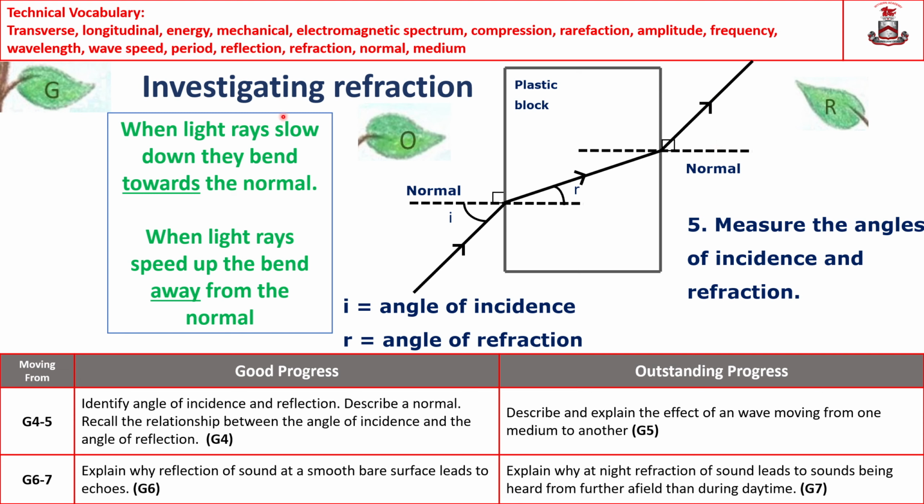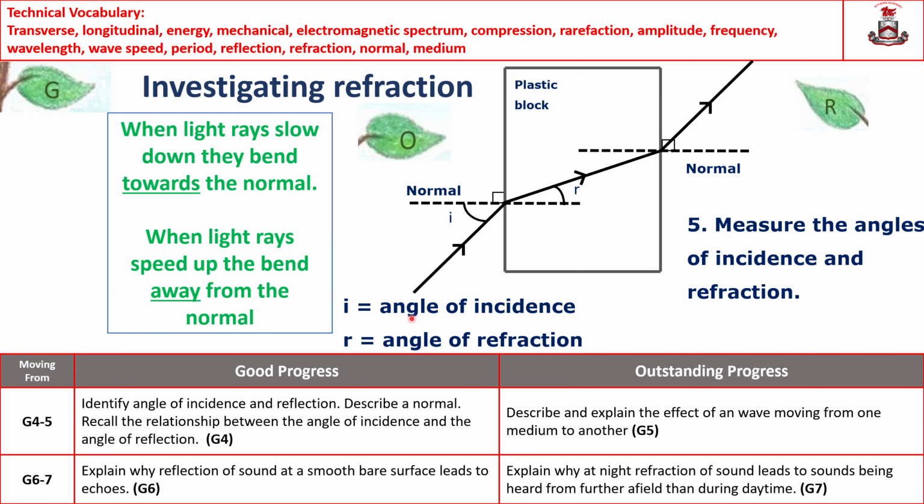So all you need to really know is this green box. So go back to the other slide. We need to know that on reflection, the angle of incidence equals the angle of reflection. And on refraction, when light rays slow down, they bend towards the normal. And when light rays speed up, they bend away from the normal.